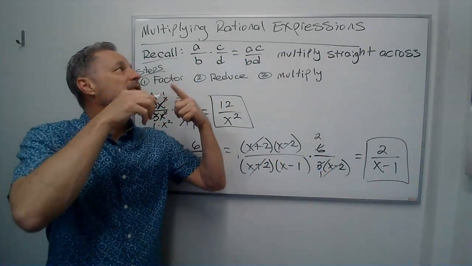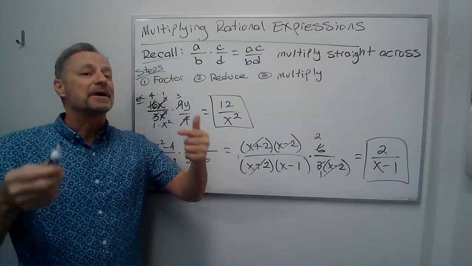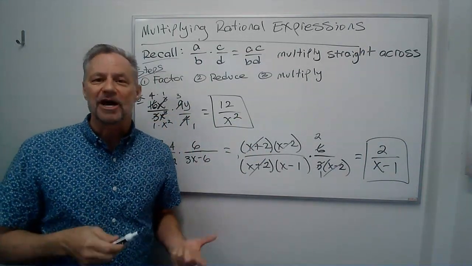So that's how we multiply rational expressions. We're going to multiply them straight across, but I'm going to factor first, then reduce, then multiply. It'll make it a lot easier to get to the answer.